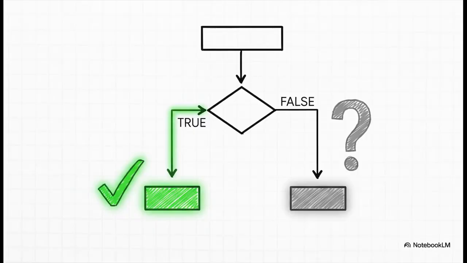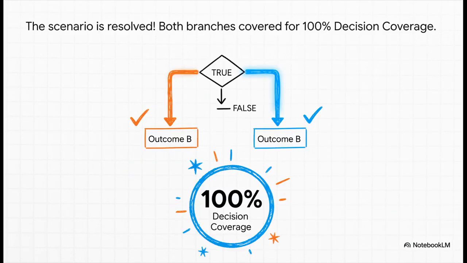Okay, let's try another one. We have some code that checks if a value C is less than 0. So we run a test that makes C negative. The condition is true, and our program follows the true path. Great. But what about the other path? What happens if C is positive? Right, we completely missed the false path. It was totally untested. To fix this and get to 100% decision coverage, we need to add a second test, one where C is positive. By adding that one simple test, we now exercise the other branch. Now, and only now, can we say we've covered both outcomes and have truly tested that entire decision.